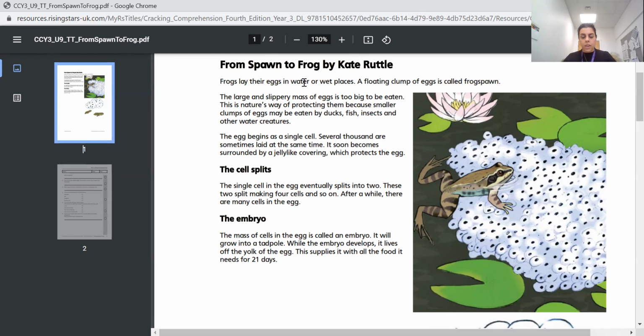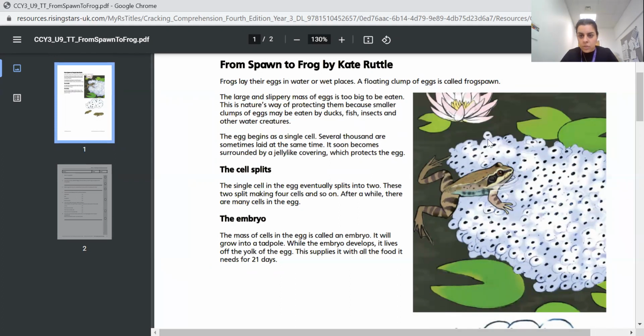Frogs lay their eggs in water or wet places. A floating clump of eggs is called frog spawn. The large and slippery mass of eggs is too big to be eaten. This is nature's way of protecting them because smaller clumps of eggs may be eaten by ducks, fish, insects, and other water creatures. The egg begins as a single cell.